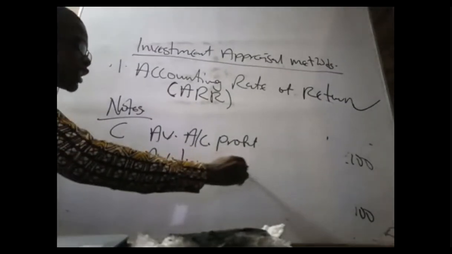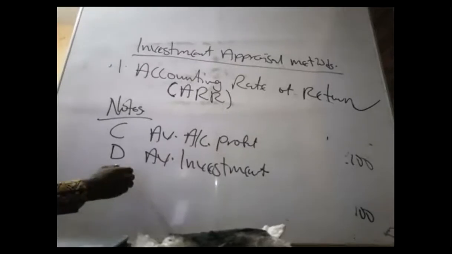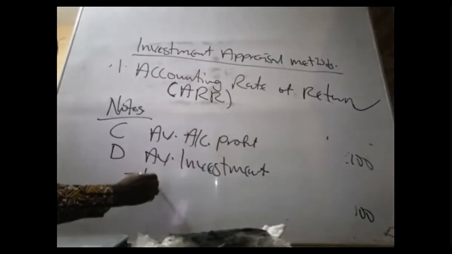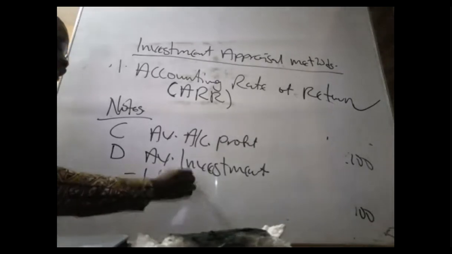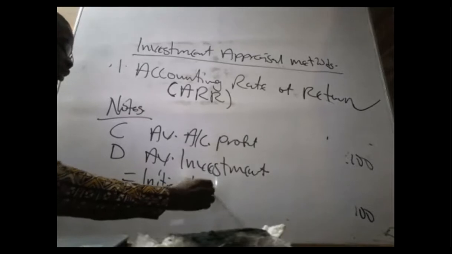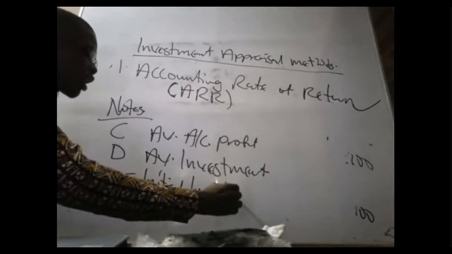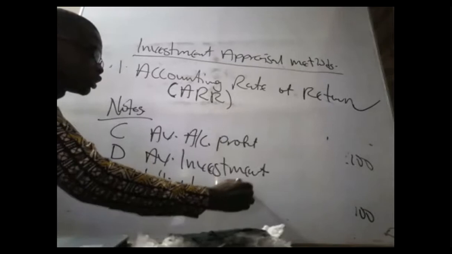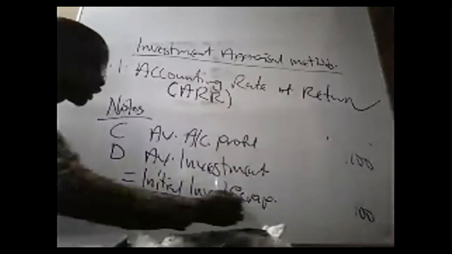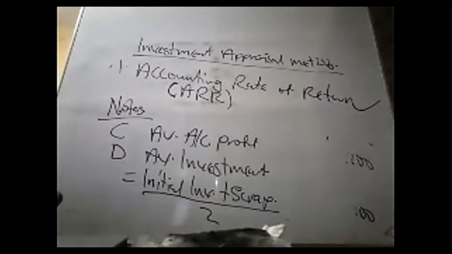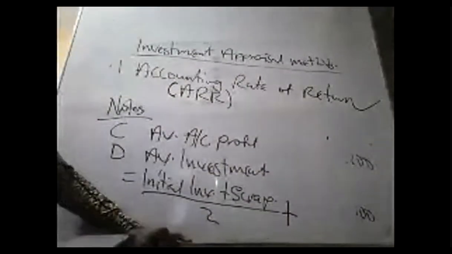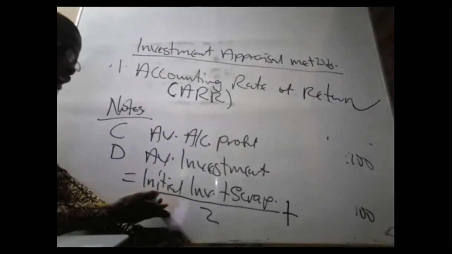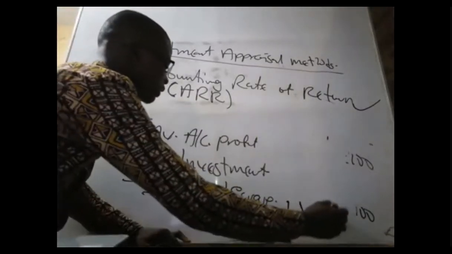Average investment. The first formula: average investment is equal to the initial investment plus the scrap value, all divided by 2. That is the average investment. If there is working capital, please don't forget to add it. The final answer here is plus working capital.